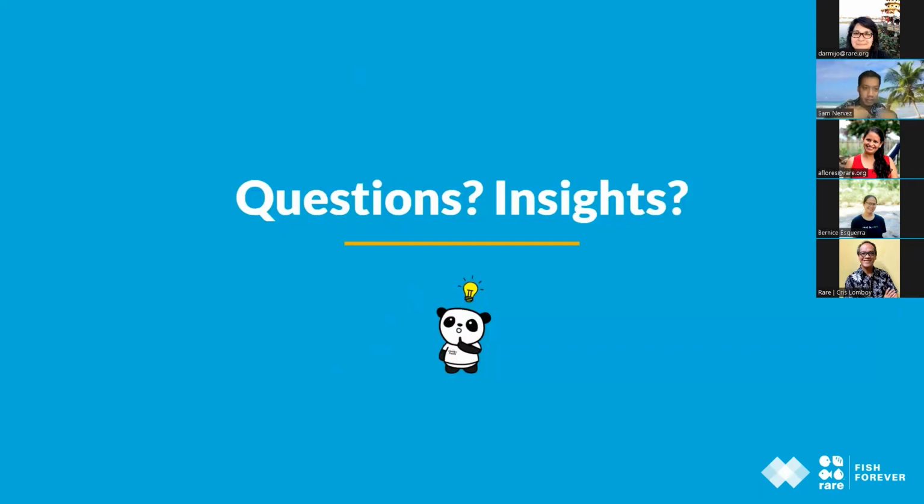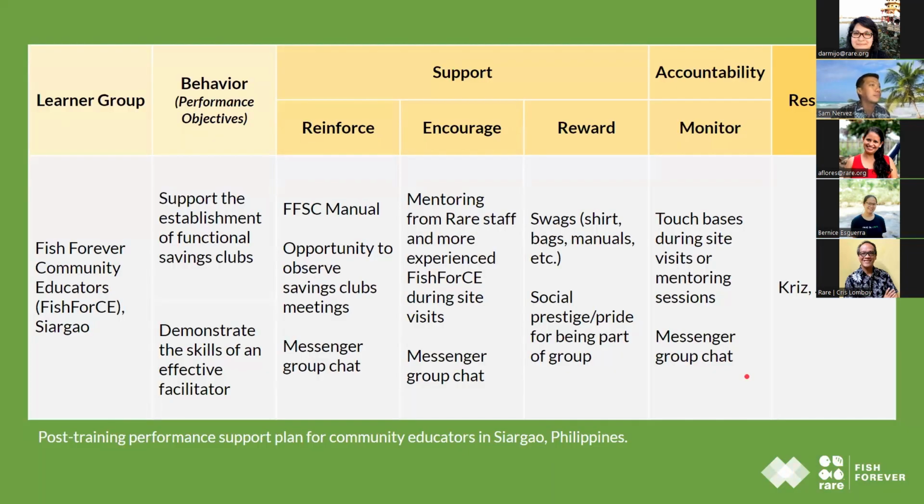Okay. If you're still thinking through it, then we'll just move through to the next part, which is an example of how this is applied in a specific context, and then we'll pause for another time to ask questions and share insights. Okay, this is an example of a performance support plan that the Fish Forever team in Siargao, Philippines, created recently for a training project for community educators.